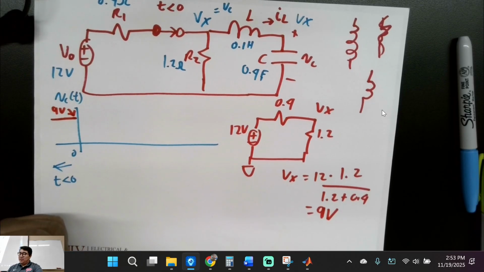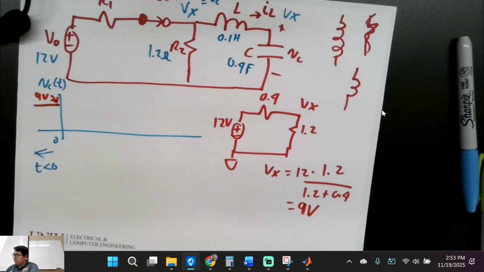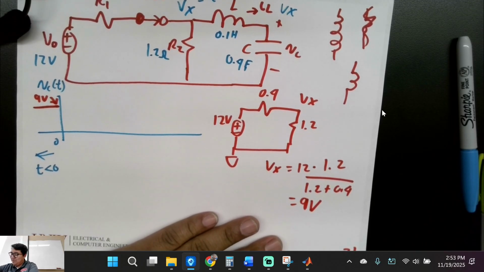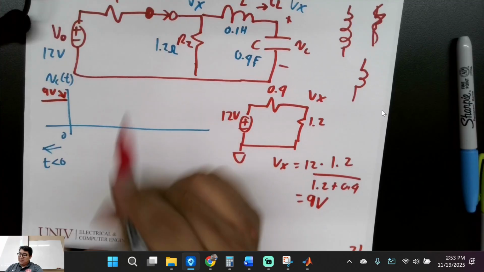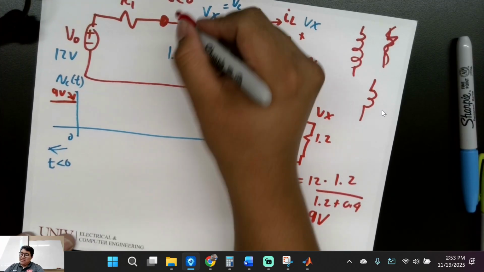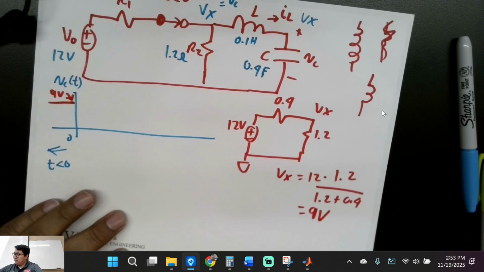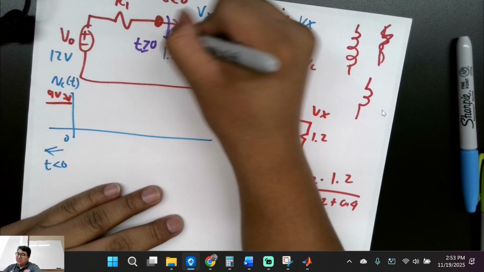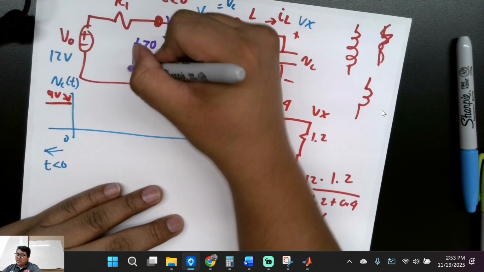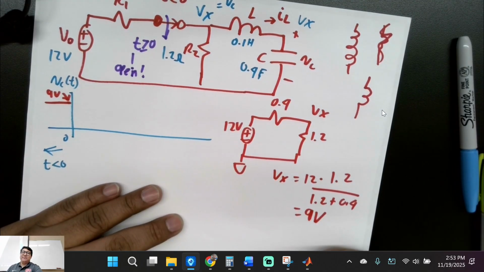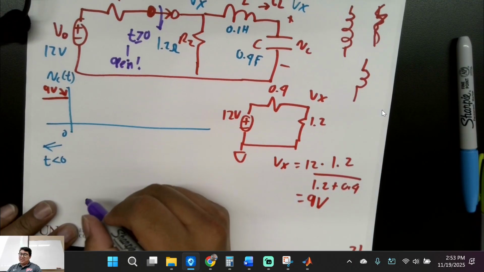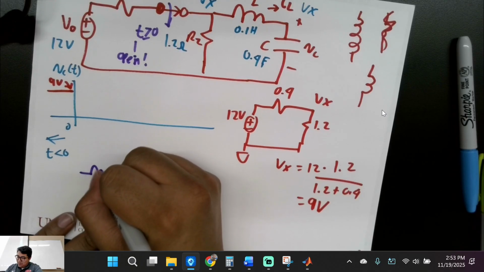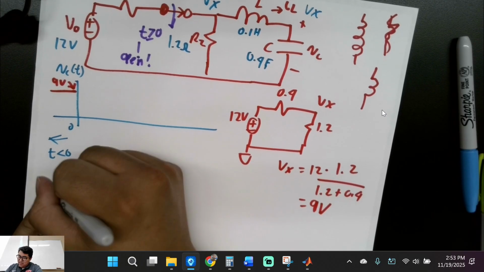All right, now this is where the fun part starts. Page 2. So now our switch opens. At t greater than or equal to 0, now our circuit's open. So now we got to redraw our circuit. I like redrawing things. It helps me. I'm a visual learner. It's easier for me to study.